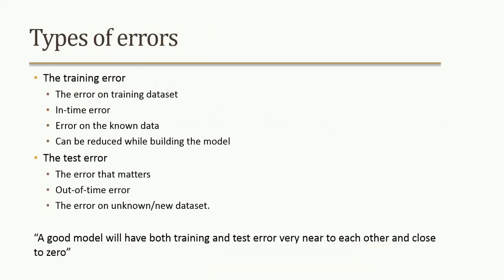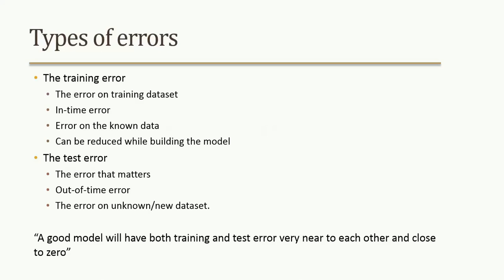So there are two types of errors, like the way there are two types of data sets. Training error, the error that we have been calculating till now, the error on the training data set, is also known as in-time error. The error on the input data, the error on the known data, or the error on the data set that is used for building the model, can be reduced. It can be reduced while building the model. In fact, this is what we have been trying while building the model. We have been trying to reduce the error as much as possible. We have been trying many iterations in building the model to reduce the training error.